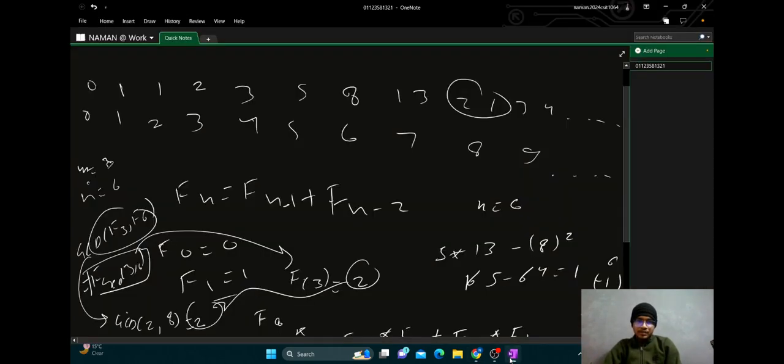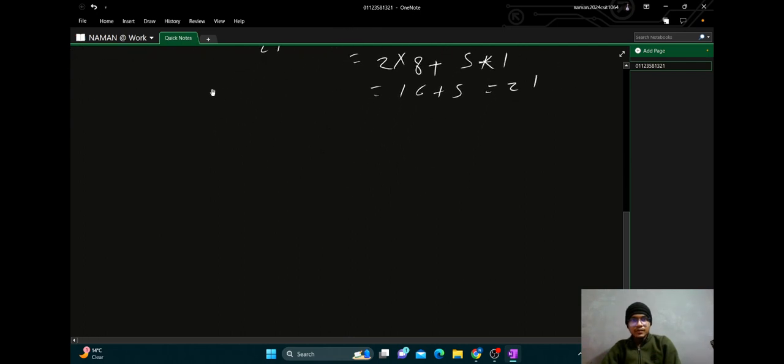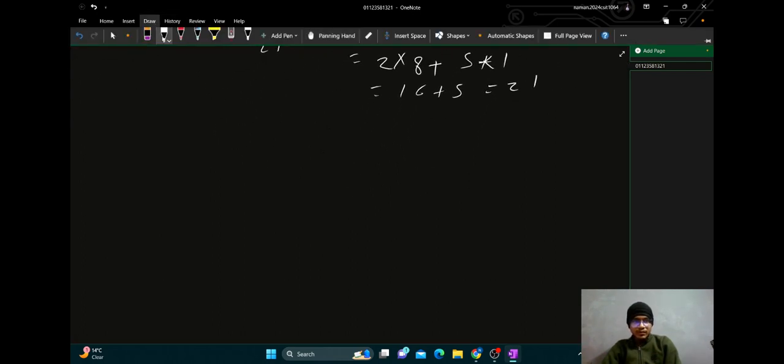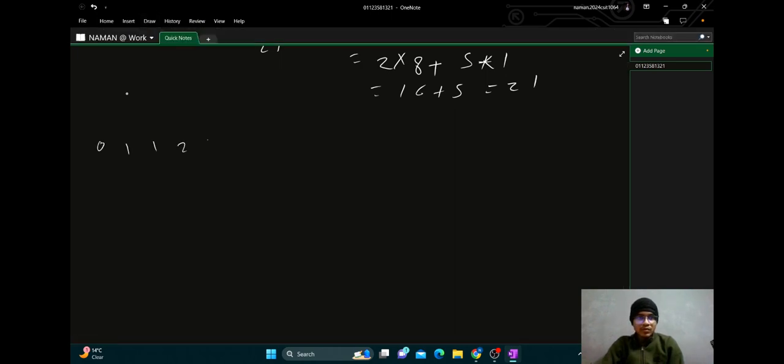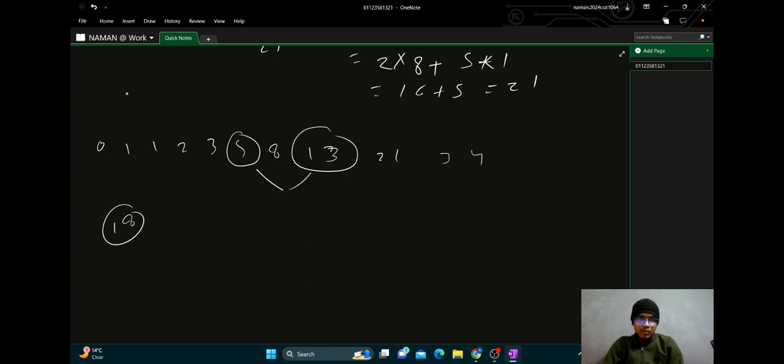For example, let's take 18. First write down the series: 0, 1, 1, 2, 3, 5, 8, 13, 21, 34. So how can 18 be represented as a sum of Fibonacci numbers? 13 plus 5 is 18. So by using these two numbers we can represent 18.